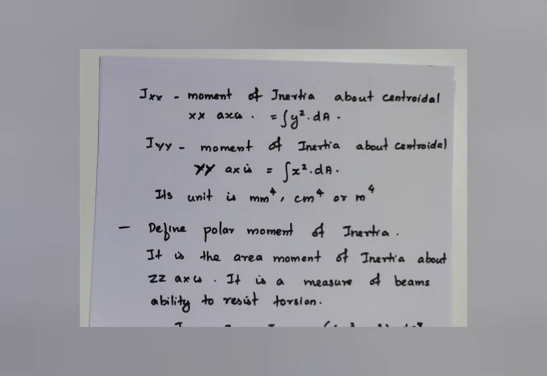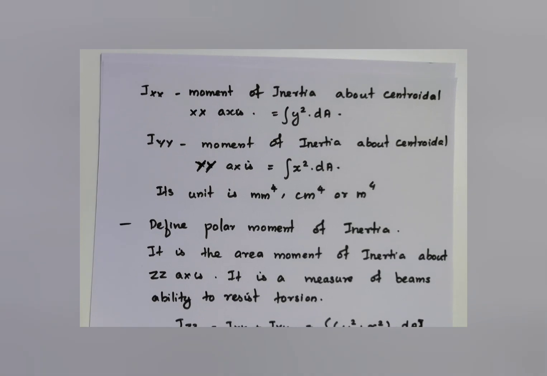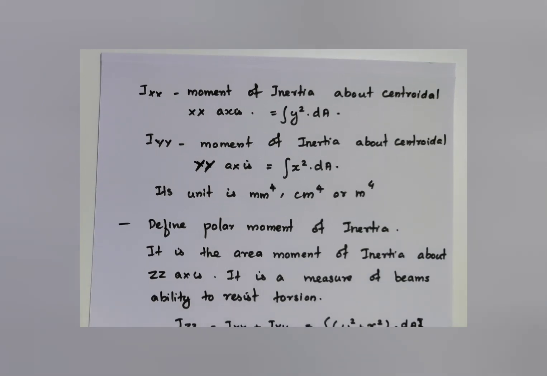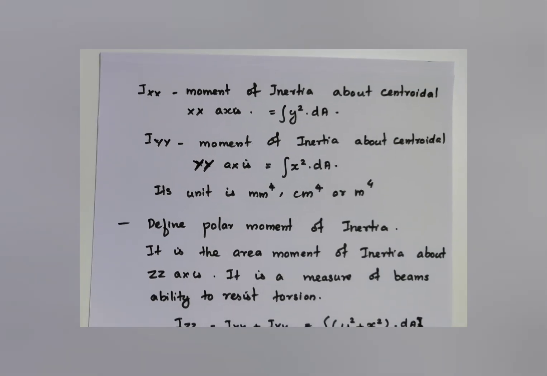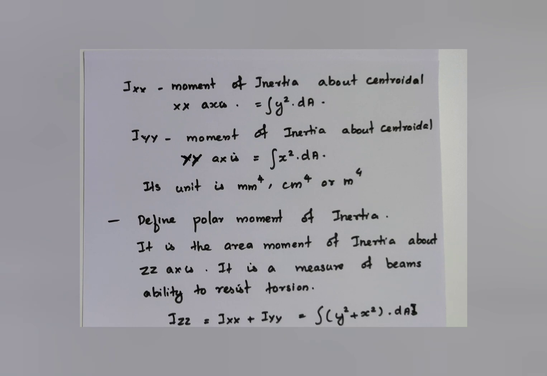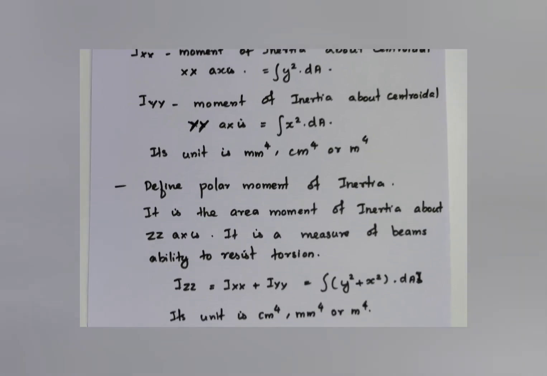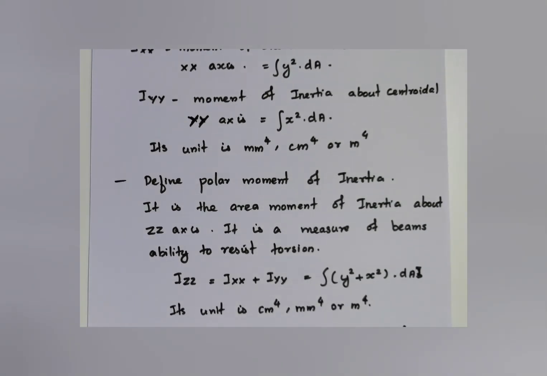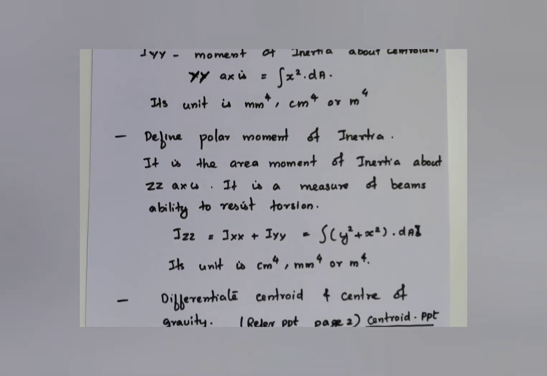So here Ixx is the moment of inertia about the centroidal xx axis and is equal to integral y square into dA. And Iyy is the moment of inertia about the centroidal yy axis and is equal to integral x square into dA. And its unit is millimeter raised to 4, centimeter raised to 4 or meter raised to 4.